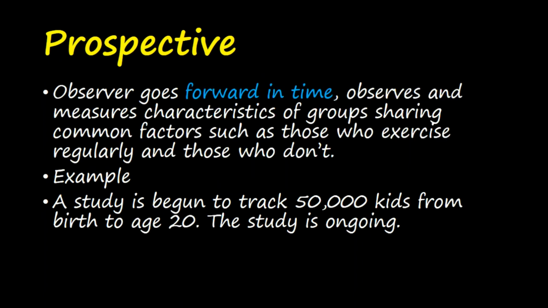The prospective observational studies. An observer goes forward in time, observes and measures characteristics of groups sharing common factors such as those who exercise regularly and those who don't. The best way to distinguish a prospective observational study is that the observer goes forward in time. An example, a study is begun to track 50,000 kids from birth to age 20. The study is ongoing.